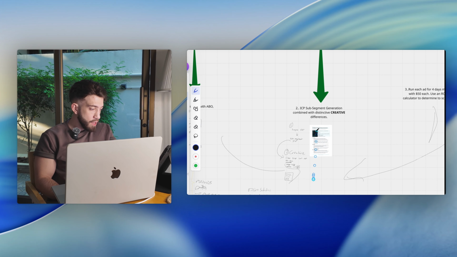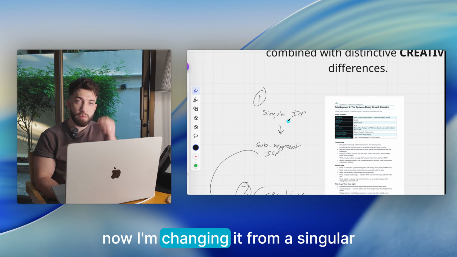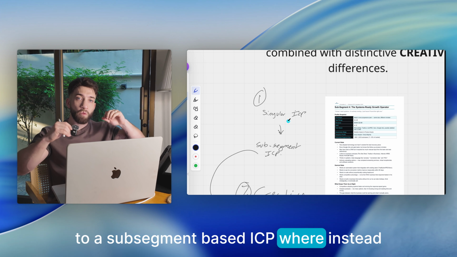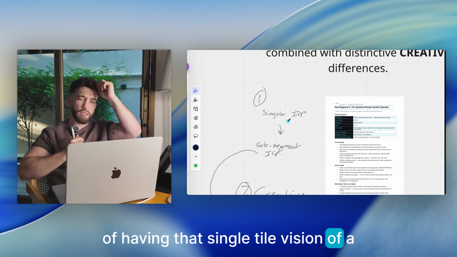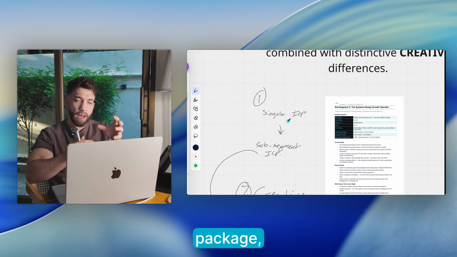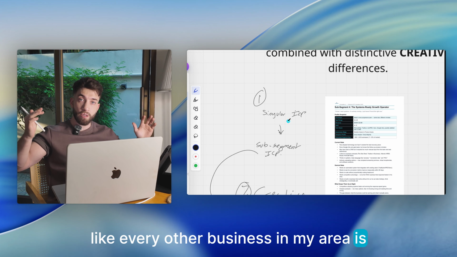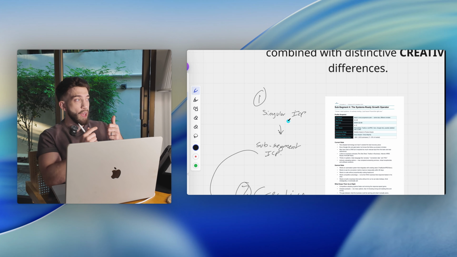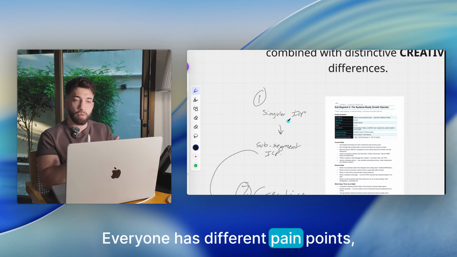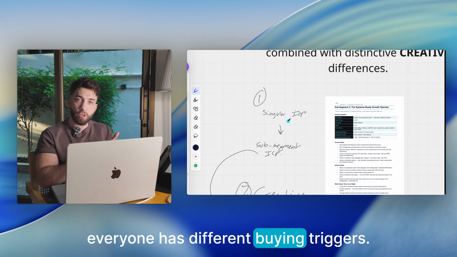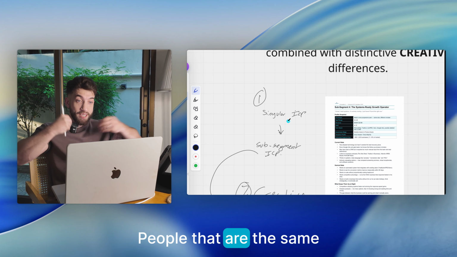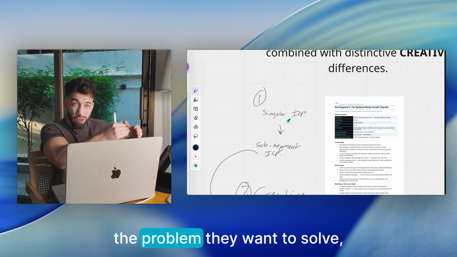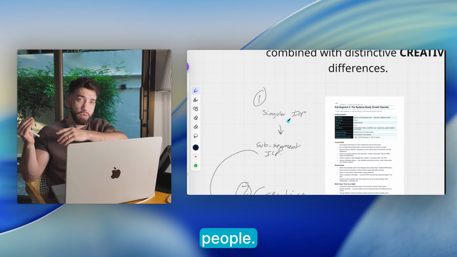I'm taking the ICP and I'm changing it from a singular based ICP to a sub-segment based ICP, where instead of having that single tunnel vision of a single fish and a single bait and a single package, like every other business in my area is doing, I'm now going into a sub-segment based level, where I understand that everyone's different, everyone has different pain points, everyone has different needs, everyone has different buying triggers. People that are the same, in terms of the same business or the same prospects, in terms of what they want, the problem they want to solve, are still fundamentally different people, okay?